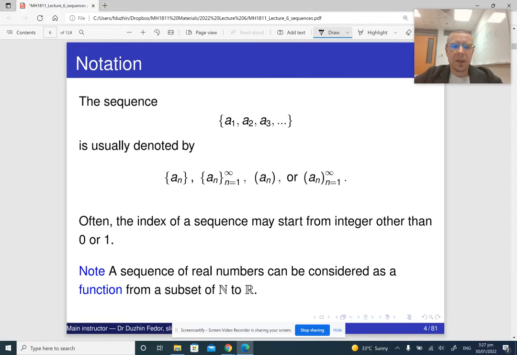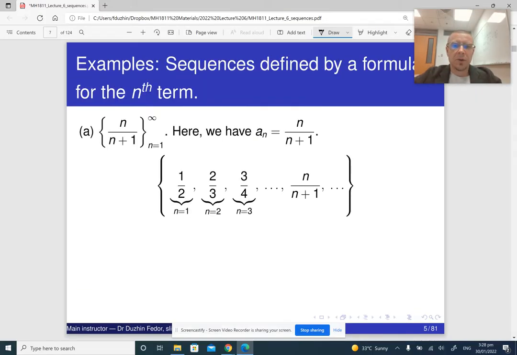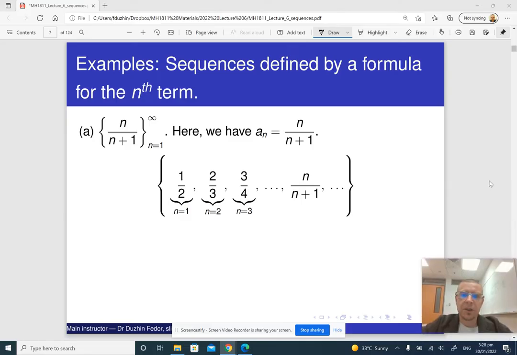It is a sequence. Now, if you think a little bit about it, you will realize that a sequence is essentially a function from the set of natural numbers to the set of real numbers. Now, here is an example of a sequence. So this sequence is defined by a certain formula. What it means is that if we have a formula, we can compute any element of the sequence, right?